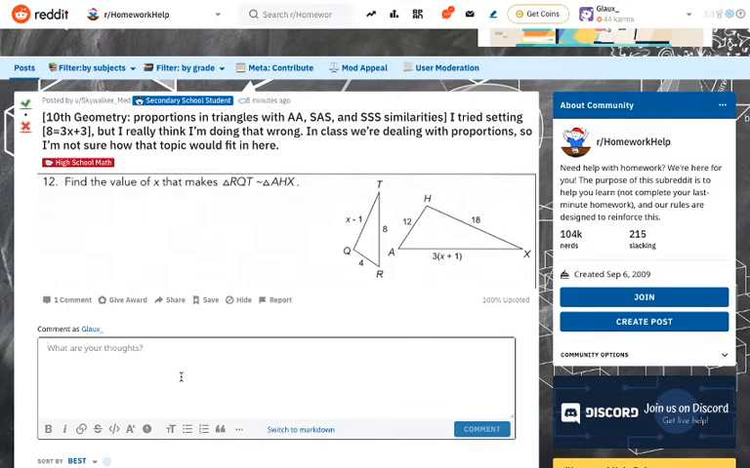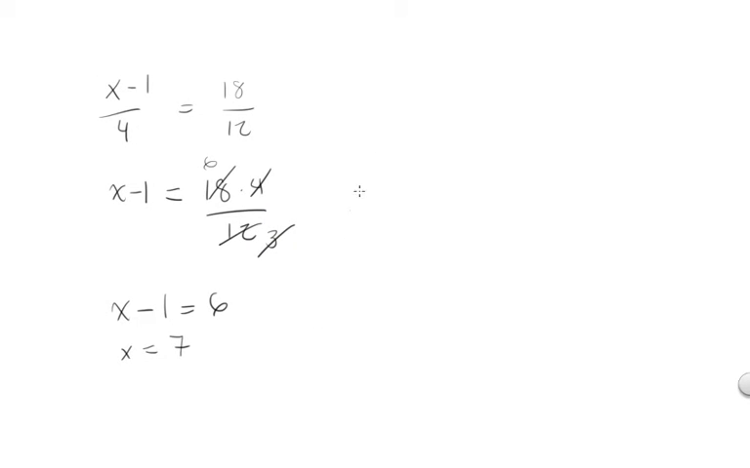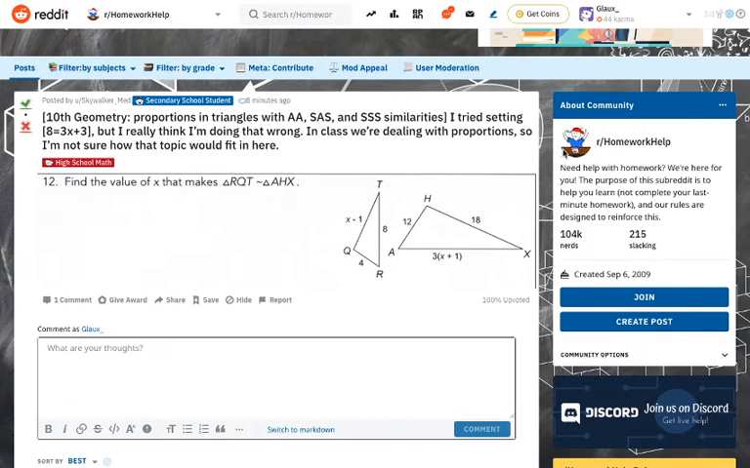So how can we check this? Let's check another ratio. Let's do the ratio of 8 over 4 and 3 times the quantity of x plus 1 over 12. So 3 times the quantity of x plus 1 over 12 should be equal to the ratio 8 over 4. Let me just make sure I got that correctly. AX, RT, AX, RT, yep, so that's correct.